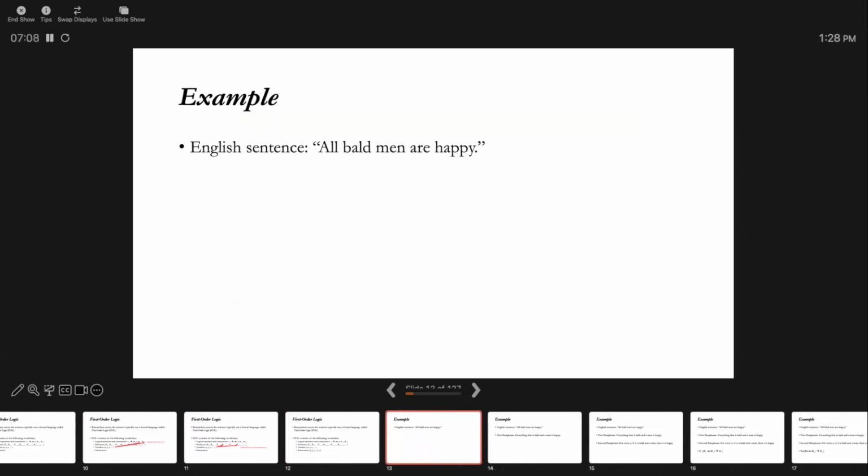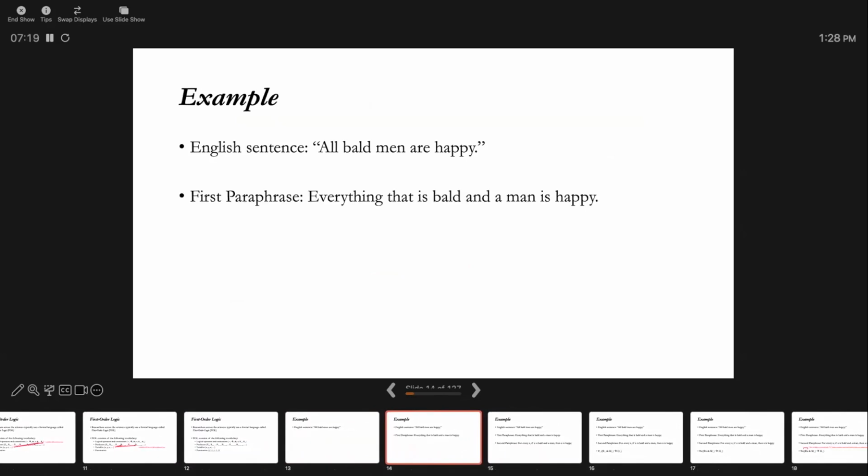Let me explain a little more. All bald men are happy. I only have an N of 1, but so far it's true. If you want to go from this English, natural language expression into this more precise formal language, you can do it in steps, paraphrase steps I call them. You get a little more technical as you go through. Here, all bald men are happy. What does this mean? Everything that's bald and a man is happy.